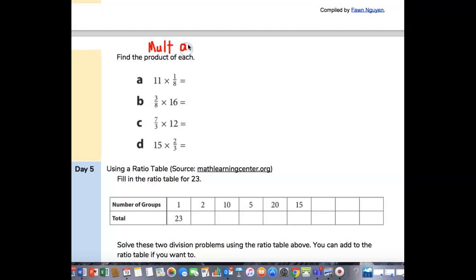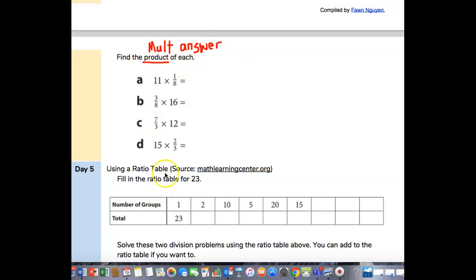Multiplication answer is a product. But you know what? Sometimes you'll have a test, like iStep or one of those, and it'll say, find the product 11 and 1/8, and it won't have that multiplication symbol there. So you need to know that product means to multiply.